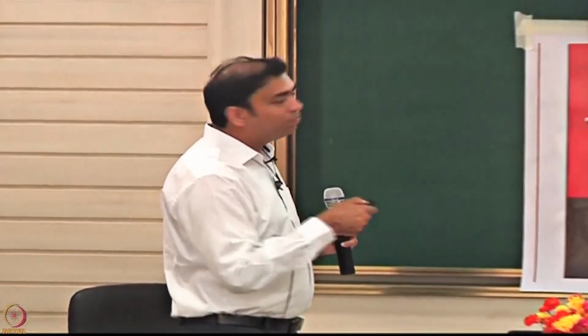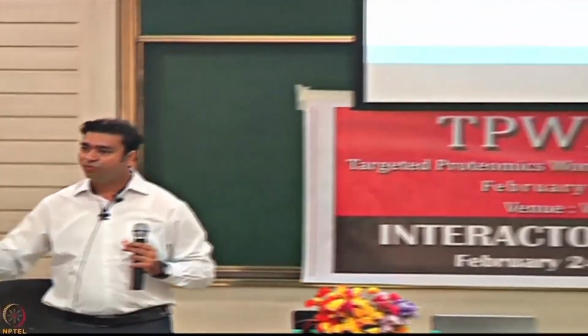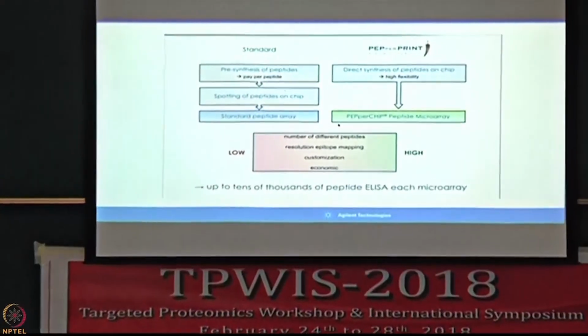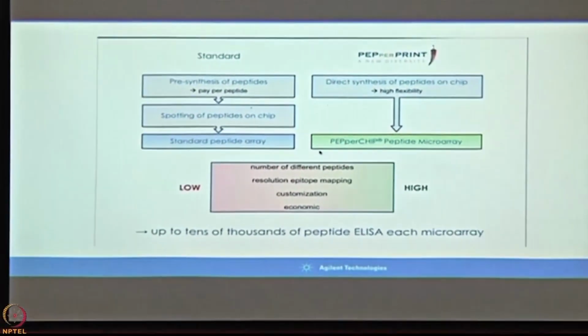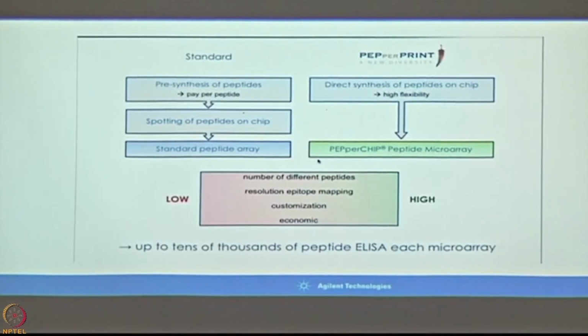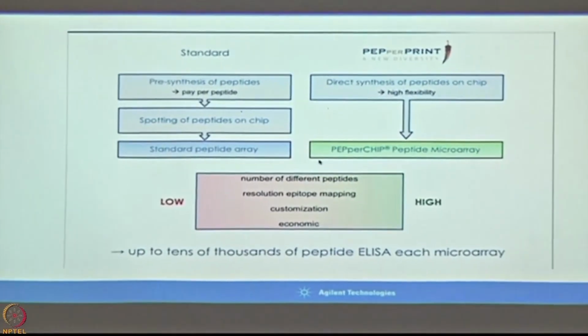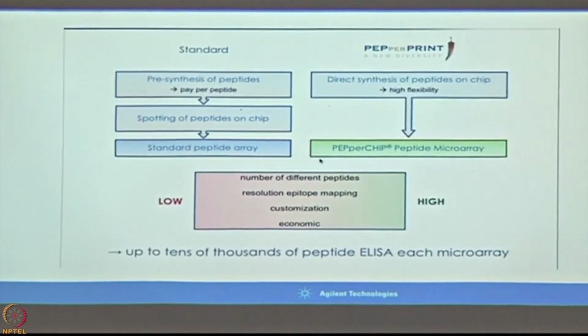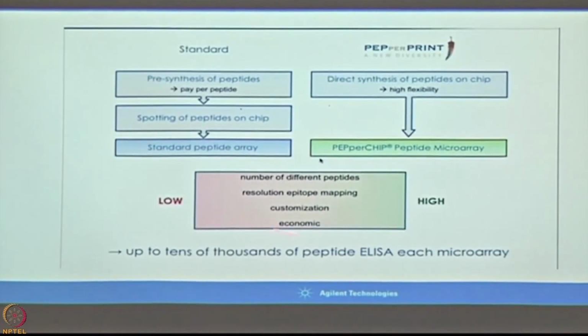The peptide is pre-synthesized, synthesized before, then immobilized on the slide. So what happens? In this case, you cannot make many different types of peptides. You cannot make 60,000 peptides in your lab and then immobilize them. Very difficult, right? It cannot be high throughput, high resolution, right? And then cost and customization you cannot do.